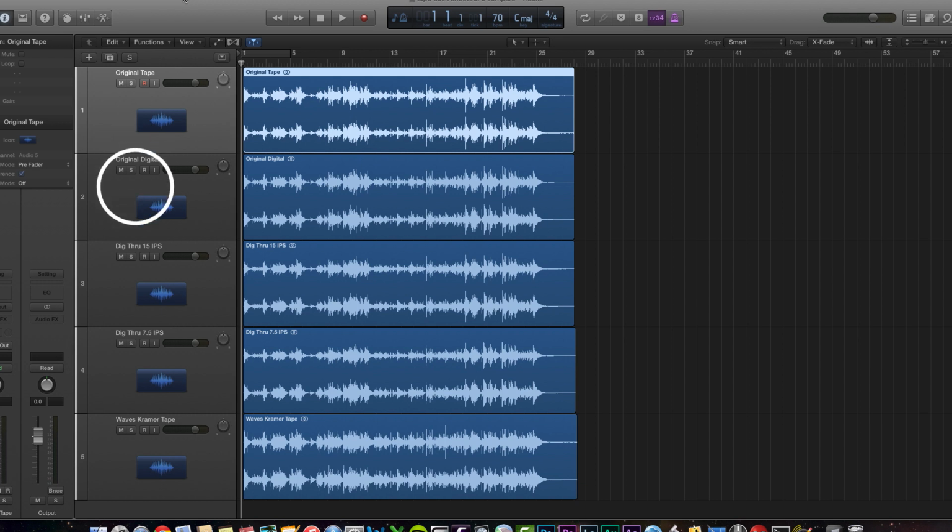In the middle, the third recording, is the original digital recording run through my tape deck at 15 inches per second and then copied back into the computer. Fourth in line is a recording that was made in the same way, digital recording to tape deck, back to computer, except that the tape deck was set to 7.5 inches per second, which does have an effect on the frequency response and wow and flutter of the recording.